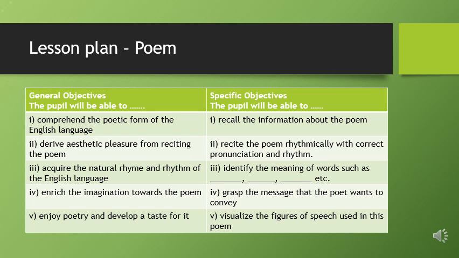In the specific objective we have: recall the information about the poem, recite the poem rhythmically with correct pronunciation, stress, etc., identify the meaning of words, such as any words which have attracted you or which are new in this poem, and grasp the message of the poet. Visualize the figures of speech. All poems contain some figures of speech or poetic devices, so you have to identify what the author has used and teach it to your students. These are the general and specific objectives which you can add.